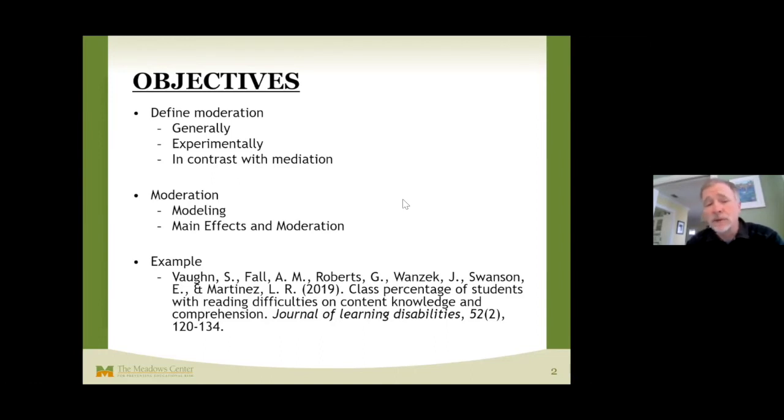Then just a little bit about how to model moderation. What does it look like? And then what does it mean when we have moderating effects and also main effects? How then do we make sense of that? And then as an example, I'm going to talk just briefly about a paper that we did 2 years ago now, that's in JLD. It's a much more sophisticated application of moderation, but I think it does a good job of illustrating some of the points that I hope to make.